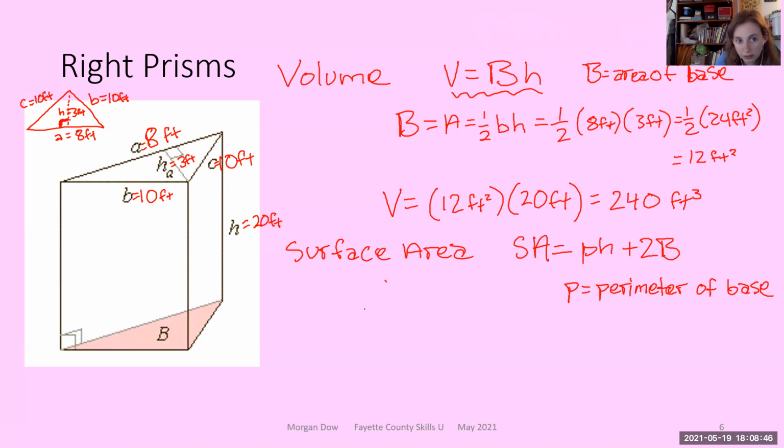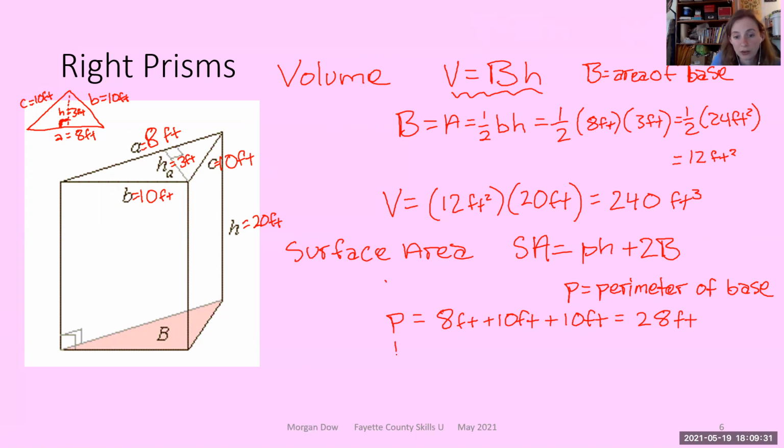So for this triangular right prism, let's first figure out the perimeter of the base. So let's look at our triangle, right? We want to remember that perimeter is the distance all the way around the outside of the shape. So if you're just looking at the triangle, ignoring the rest of the prism, then the perimeter is going to be adding up the 3 sides, right? So 8 feet plus 10 feet plus 10 feet. 8 plus 20 gives us 28 feet. So all the way around that triangle is 28 feet.